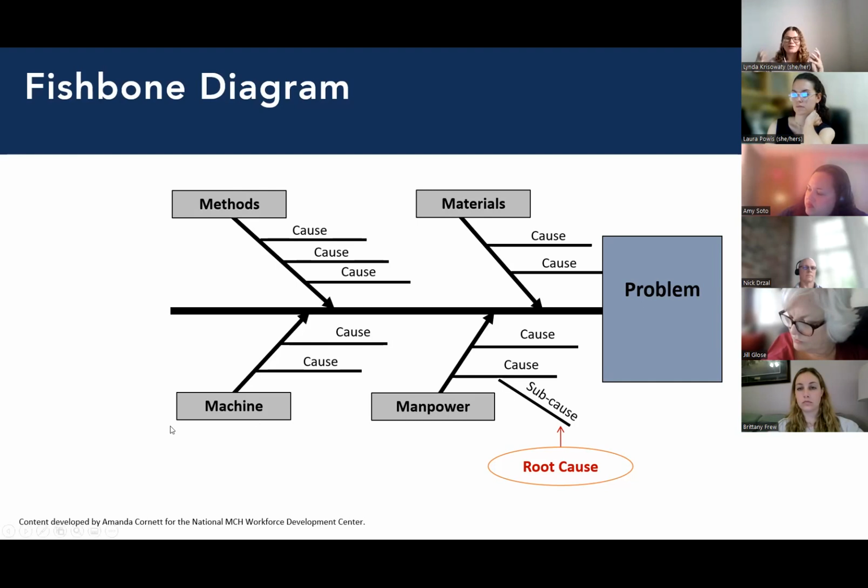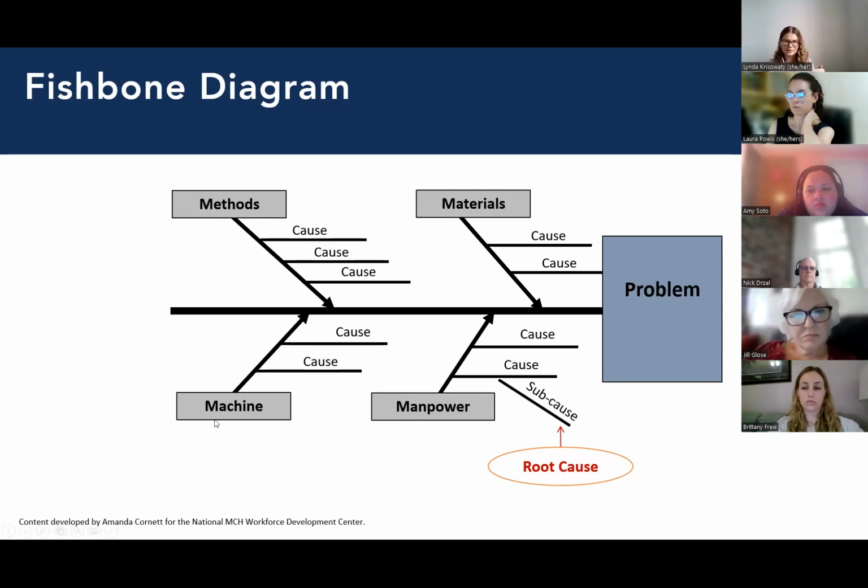So again, I know the terminology may not always resonate with us in public health, but the purpose is to think about the overarching categories or buckets of causes that are contributing to that problem, and what's the best term for us to use to label it so that we can walk through this exercise.